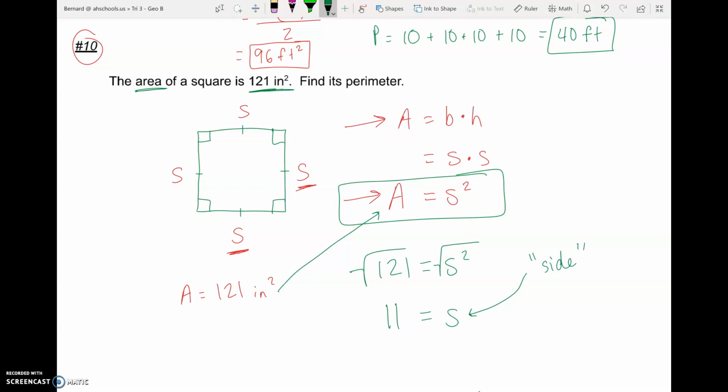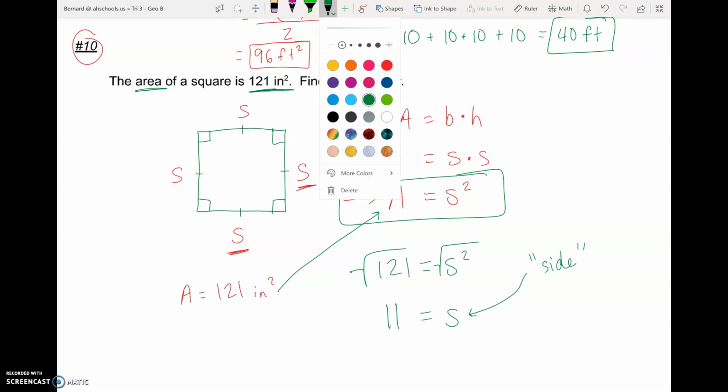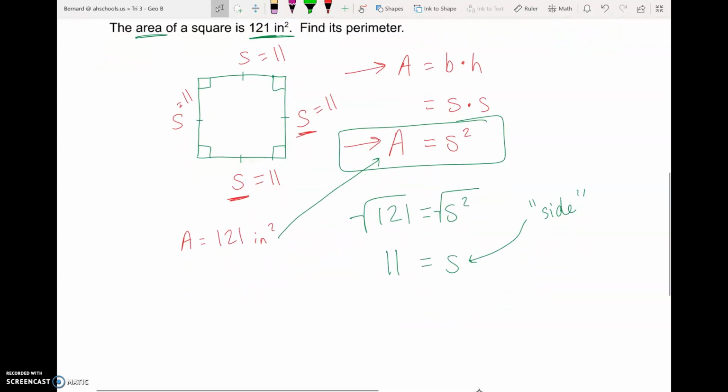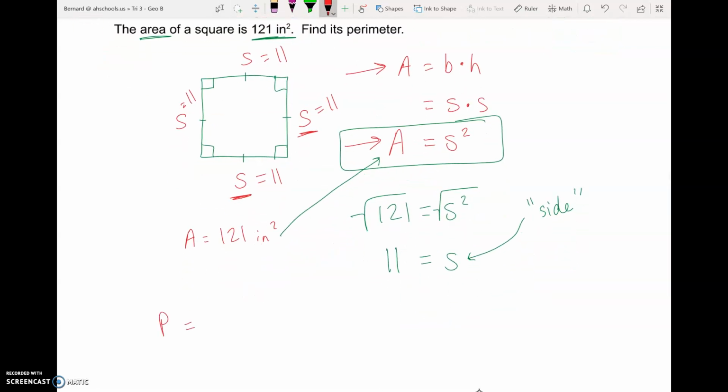And so that just means every side in this problem is 11. This S, 11. That is 11, that is 11, that is 11. 4 11s. And so now that we know that, the perimeter will just be 11 plus 11 plus 11 plus 11. And 4 11s added together will give you 44 inches in this problem.